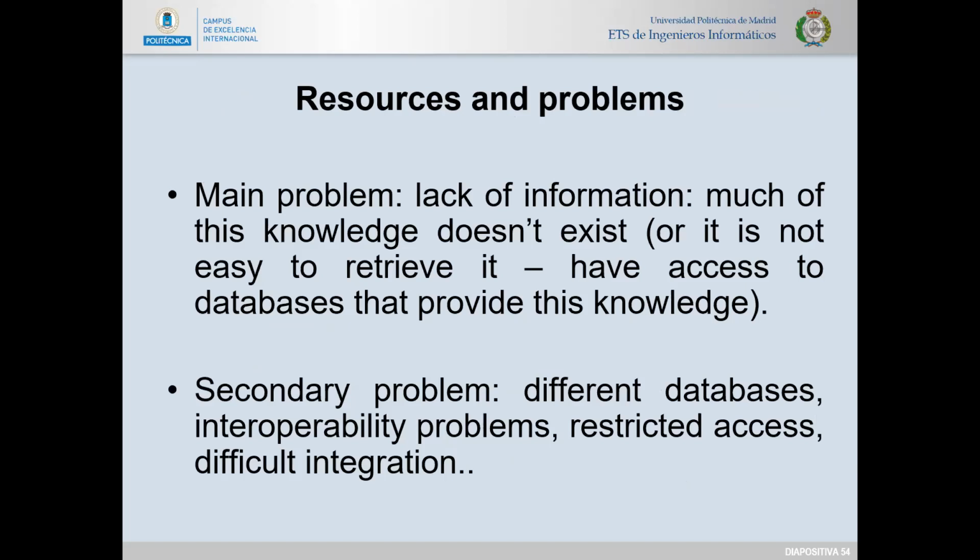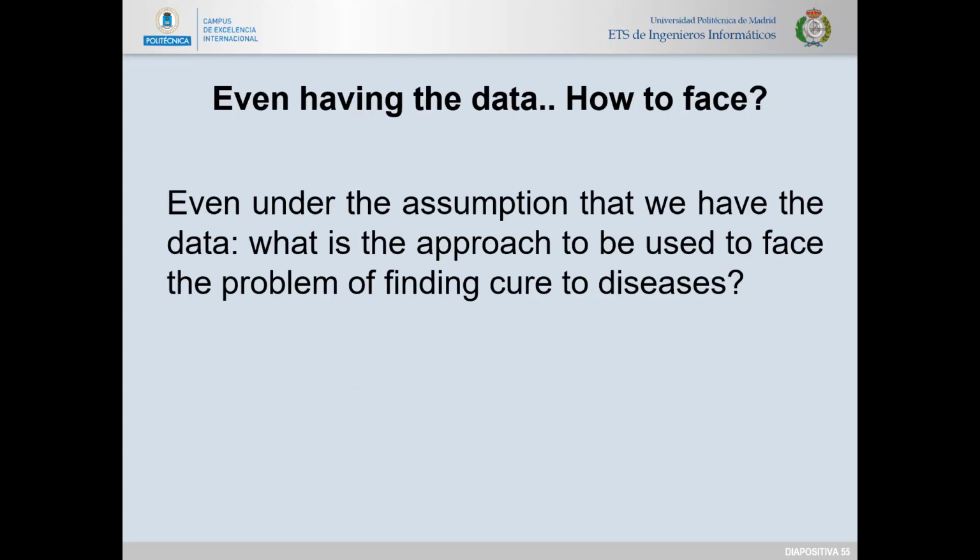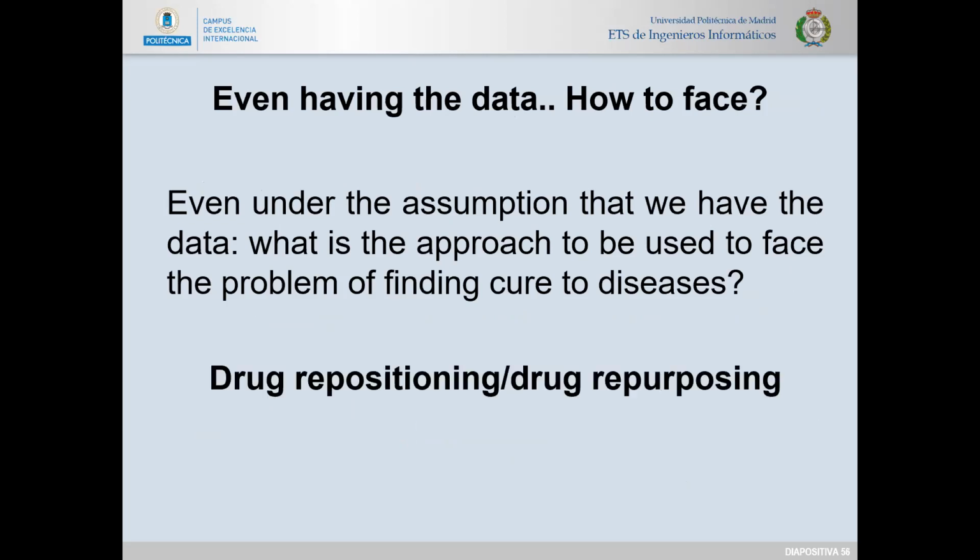So the main problem that we have is a lack of information. Much of this information and knowledge doesn't exist, and we have different databases, interoperability problems, restricted access, and difficult integration. But even considering that we have the data, how can we face it? Even under the assumption that we have the data, what is the approach that we can use to face the problem of finding a cure for diseases? And this is drug repositioning and drug repurposing.